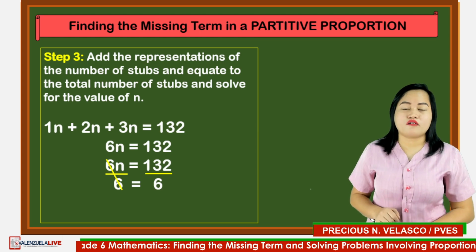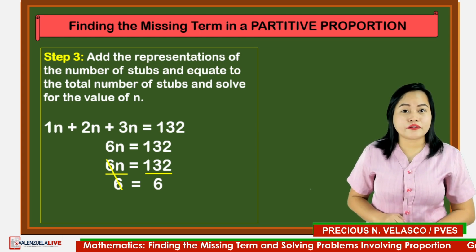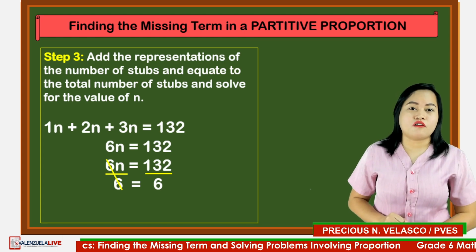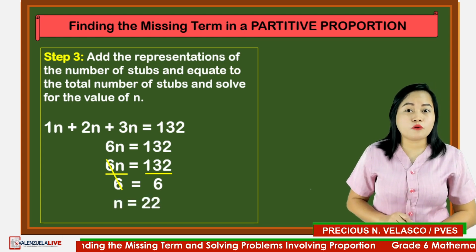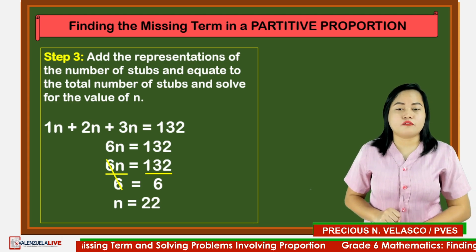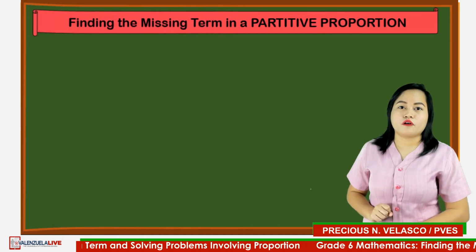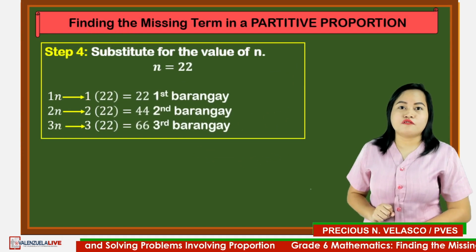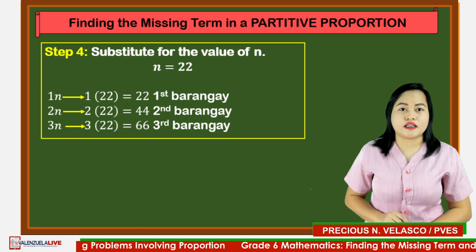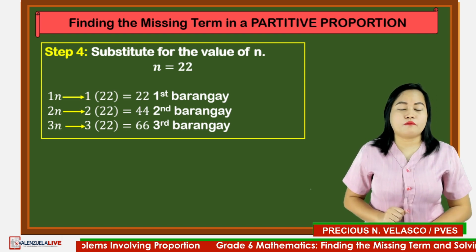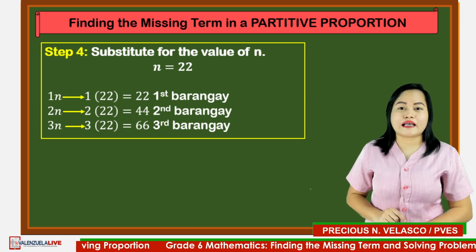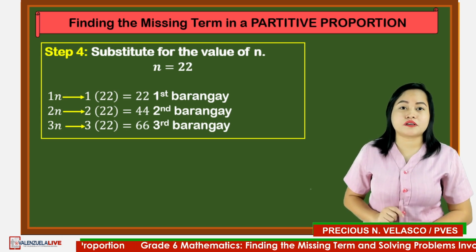So we have 6n over 6 is equivalent to 132 over 6. And this will give us a value of n is equivalent to 22. But since we got the n, we're not yet done. We are going to move to step 4, which is to substitute the value of n, which is 22. So we have 1n is 1 times 22. So the first barangay will receive 22 stubs.